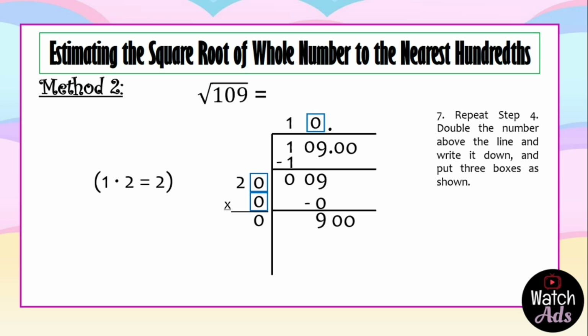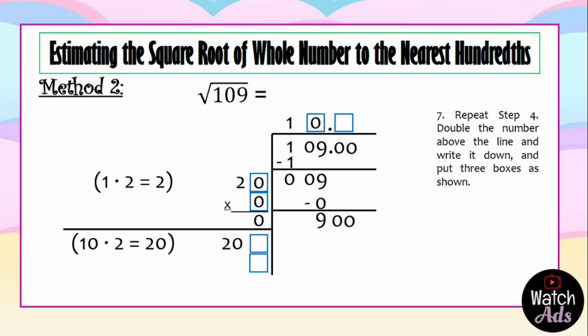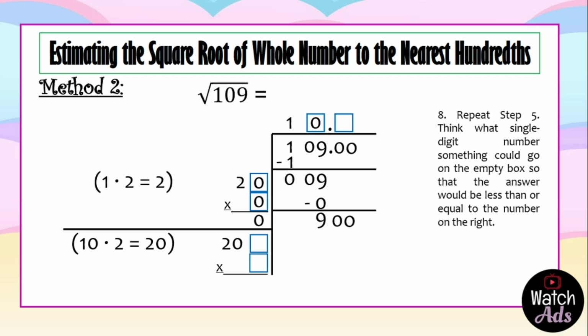Double the number above the line and write it down and put 3 boxes. Now we double 10, that is equal to 20, and then we put 3 boxes again. Next, the same step we have done earlier, thinking of a single-digit number that could go on the empty box so that the answer would be less than or equal to the number on the right. This is a trial and error method. It just depends on how much you know about mathematics, and then you can find the answer faster. Or if you are proficient in multiplication, you can just find the answer right away.